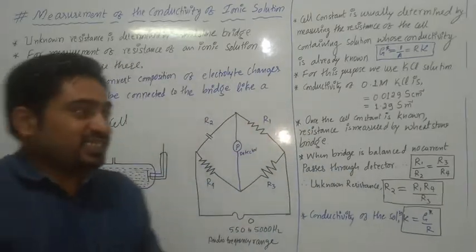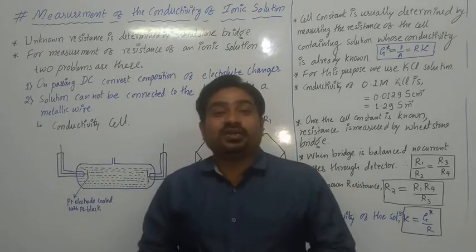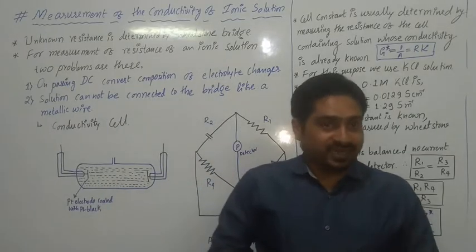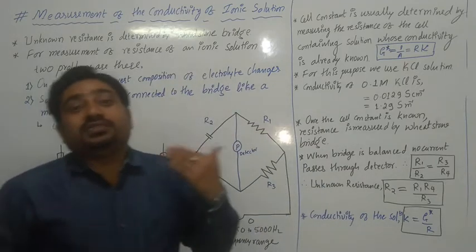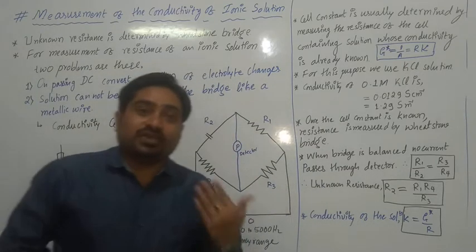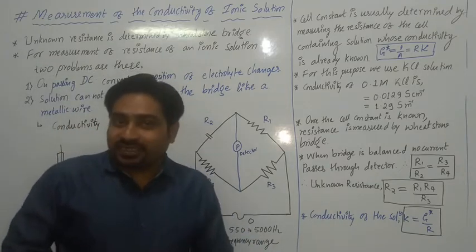So in yesterday's class we discussed what metallic conductors and ionic or electrolytic conductors are, what the properties of those conductors are, and the factors which can affect the conductance of metallic as well as electrolytic conductors.